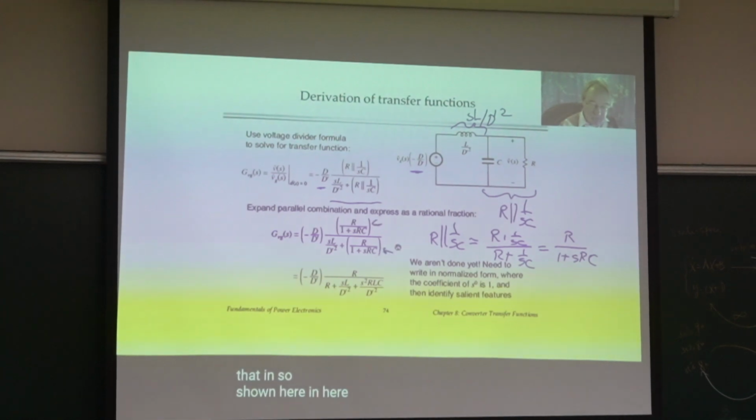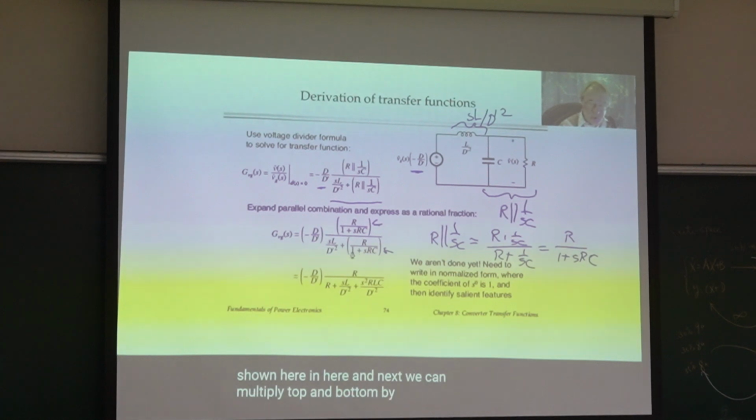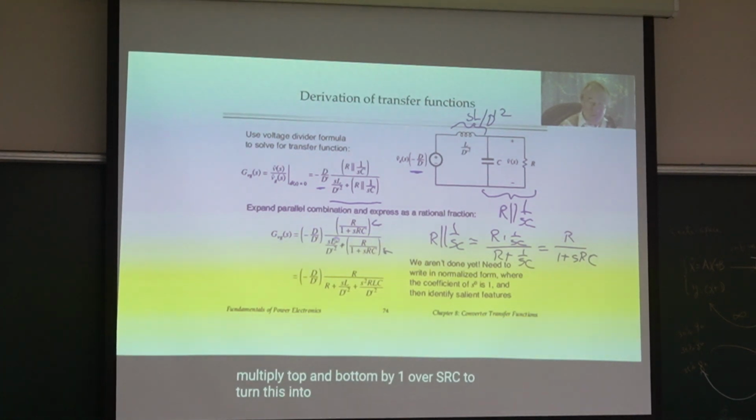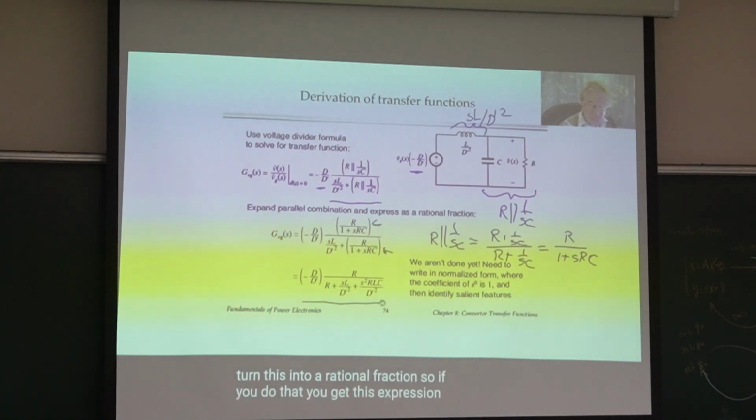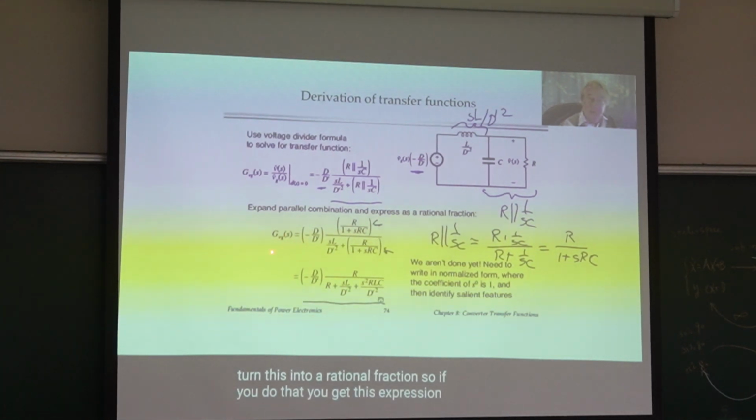So here we have two impedances in series. Next, for this one, we can multiply top and bottom by 1 over sRC to turn this into a rational fraction. If you do that, you get this expression, so we can see the relationship. Now, what I would say at this point is we still have the transfer function.